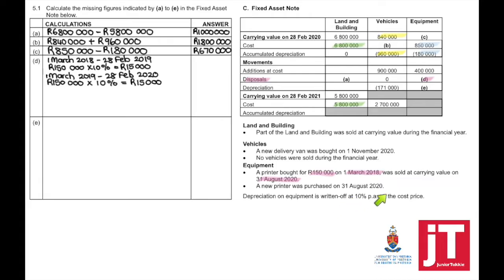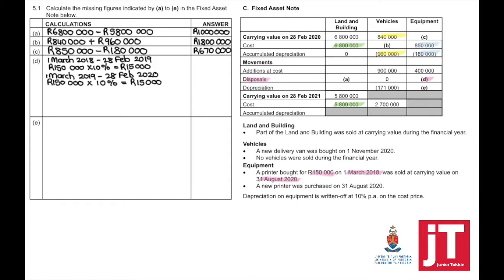Depreciation is calculated at 10% per annum on cost. So if we're calculating it for the first time, we purchased it on the 1st of March 2018. In that first year, we're going to calculate it for 12 months. So my depreciation is equal to 15,000. Because it's calculated on cost, the depreciation in the second year would also be equal to 15,000. You could have also said 150,000 times 10% times 24 divided by 12, 24 being 2 years, and that will provide you with the 30,000.